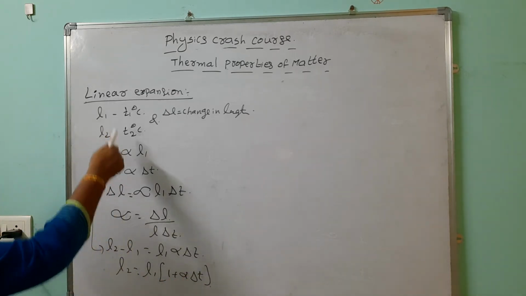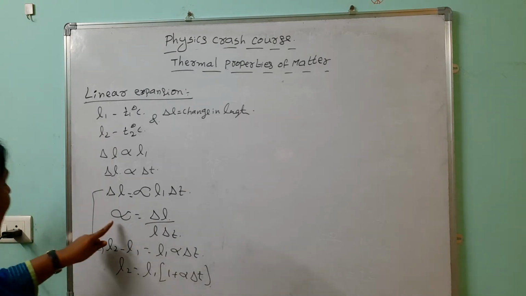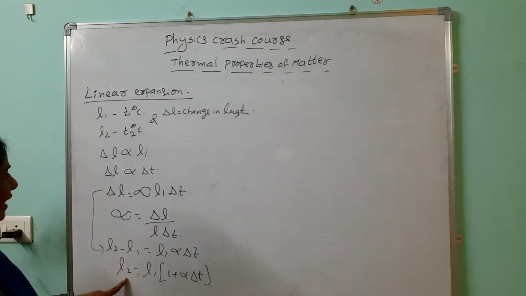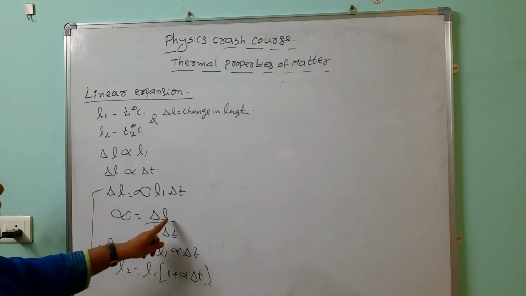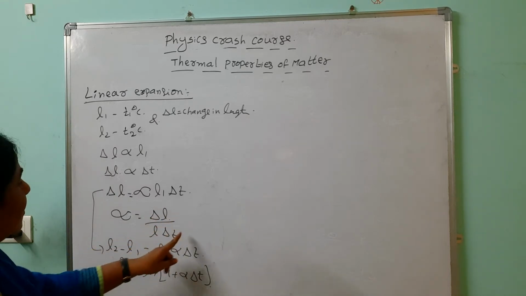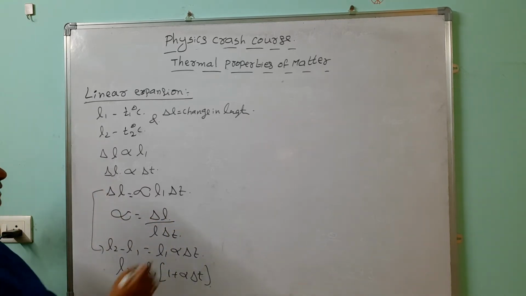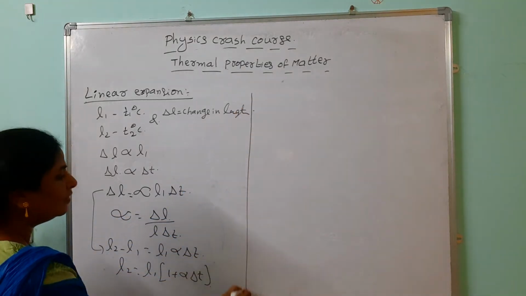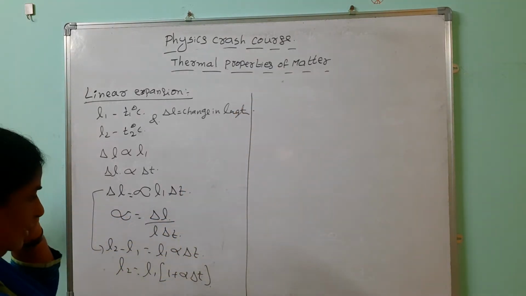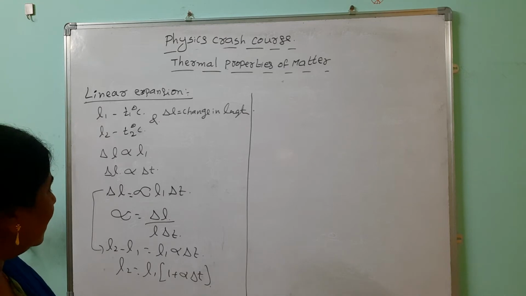So with the help of these expressions, we can find out alpha, we can find out L2, and we can find out the change in length and the change in temperature. This alpha is called the coefficient of linear expansion. This is called the coefficient of linear expansion.